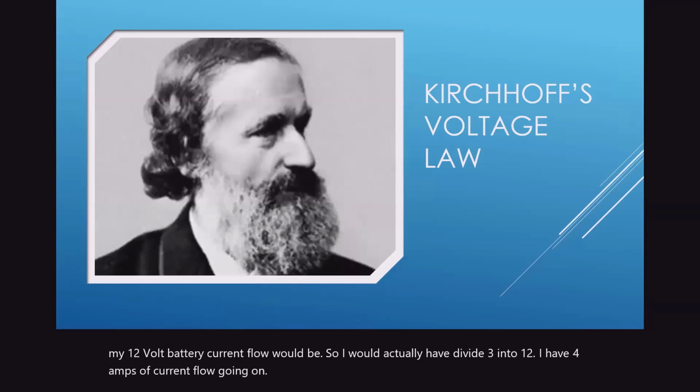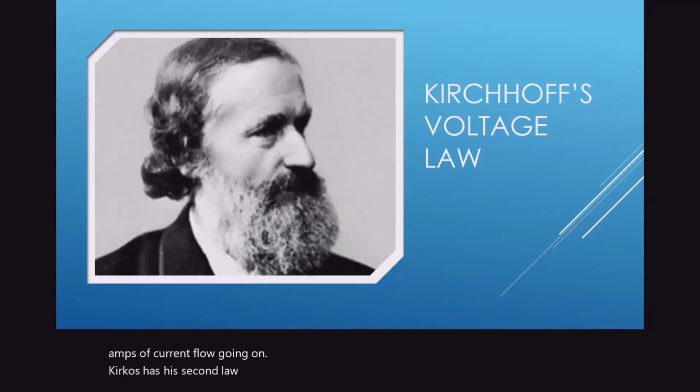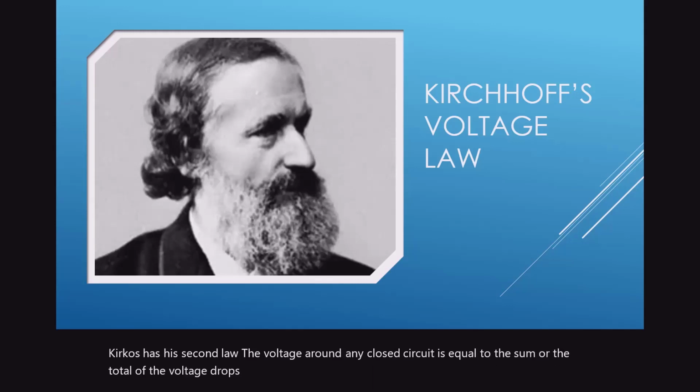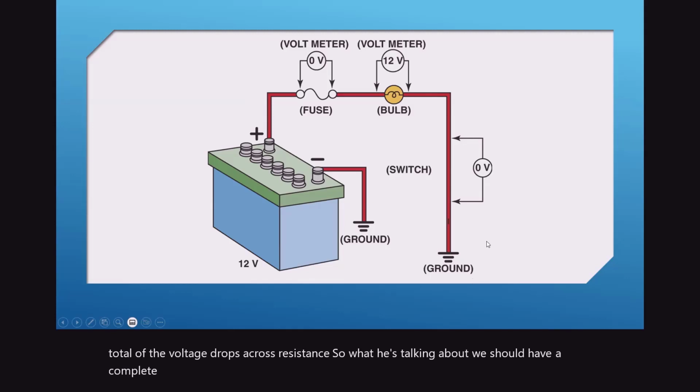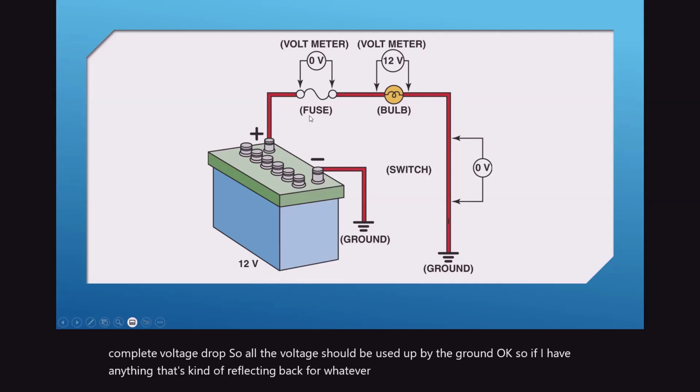Kirchhoff has his second law. The voltage around any closed circuit is equal to the sum or the total of the voltage drops across resistance. So what he's talking about, we should have a complete voltage drop. So all the voltage should be used up by the ground. Okay, so if I have anything that's kind of reflecting back for whatever reason, I know I have a resistance problem or a connection problem going on.